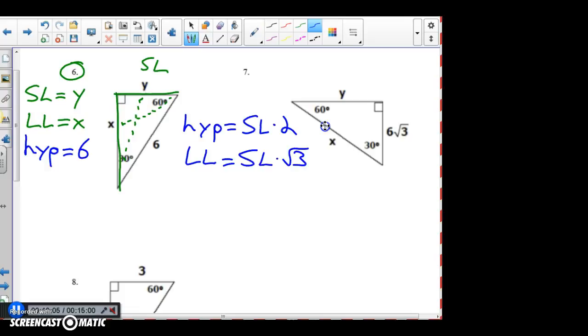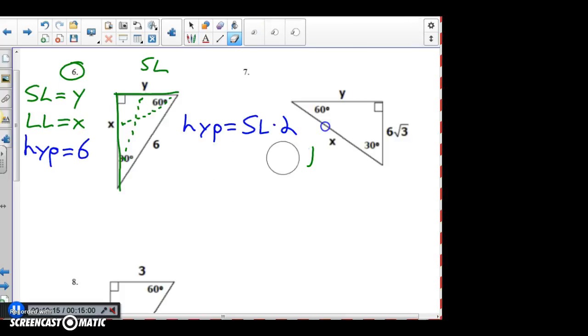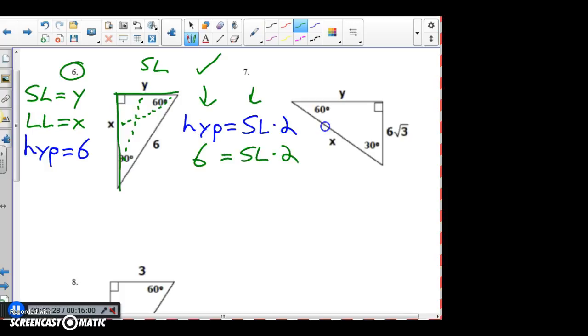Let's see. I don't think I had much of an option. I don't know my long leg. I don't know my short leg. So this one would get me nowhere. But, let's see. I have two things I'm looking for, but I know one of them, and I don't know the other. This is what I'm going to use. So I'm going to plug in what I got. My hypotenuse is 6. Short leg times 2. It's an equation, so I'm going to divide both sides by 2. And 6 divided by 2 is going to give me 3.